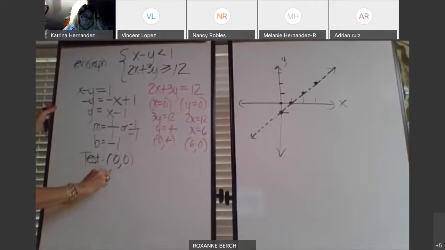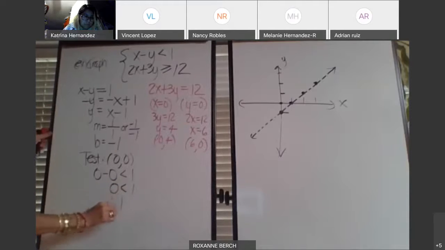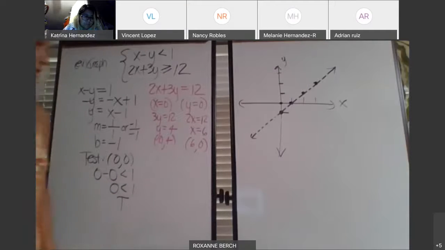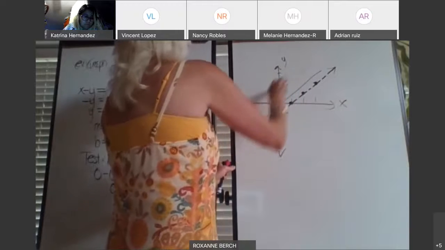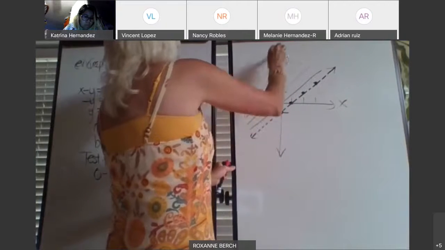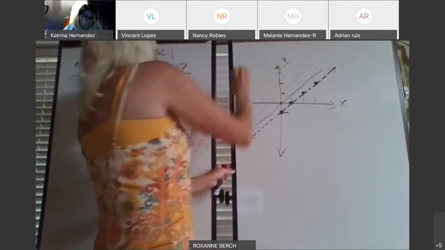Is 0 minus 0 less than 1? Is 0 less than 1? True. So that means shade it. Now you're going to do this lightly. You might have to erase something.